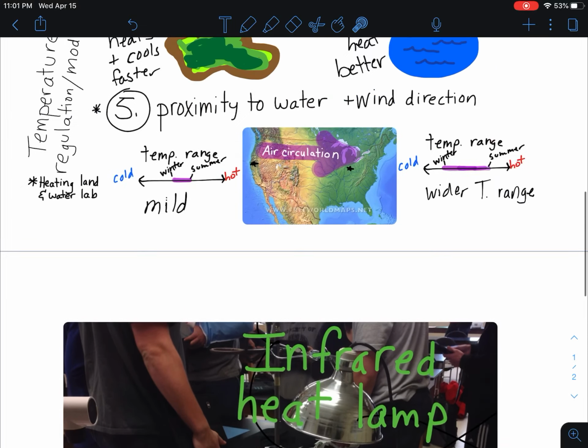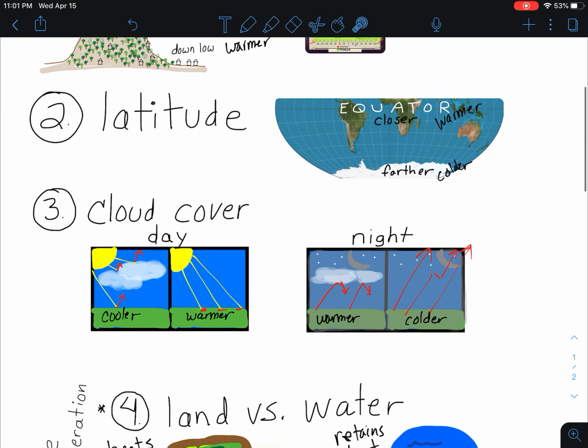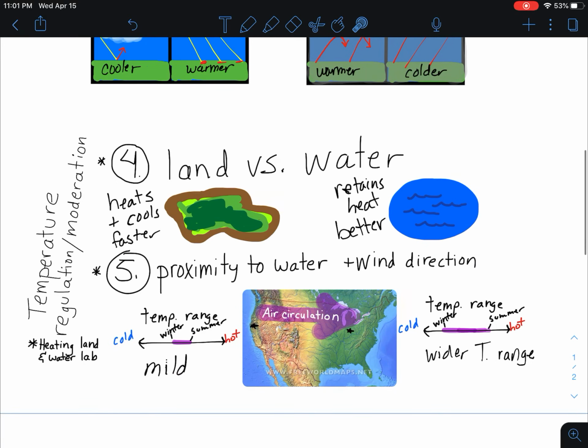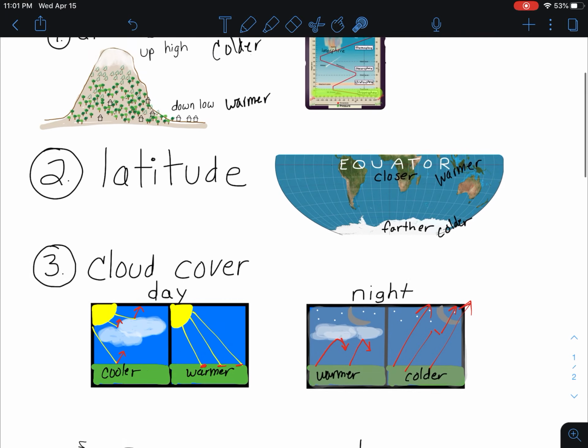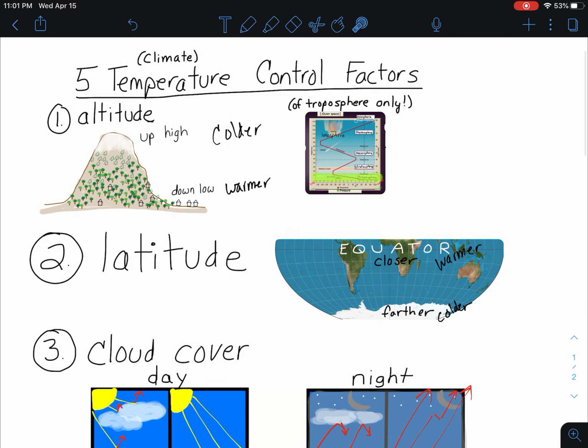Now, some other temperature controls, if you care to know. If you just want what you need to know to get the grade, then stop watching now and move on with your life.